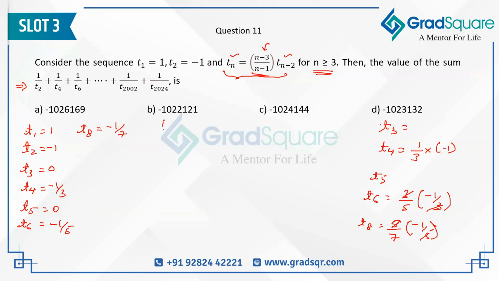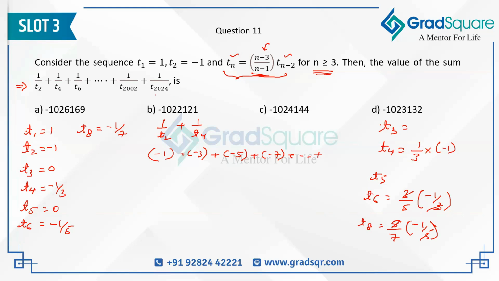Now, 1 by T2 will be what? 1 by T2 will be minus 1, plus 1 by T4, what is it going to be? That is going to be minus 3. Then the next one is turning out to be minus 5. Then the next one is turning out to be minus 7, so on and so forth, right? And I'm going all the way up to T2024.